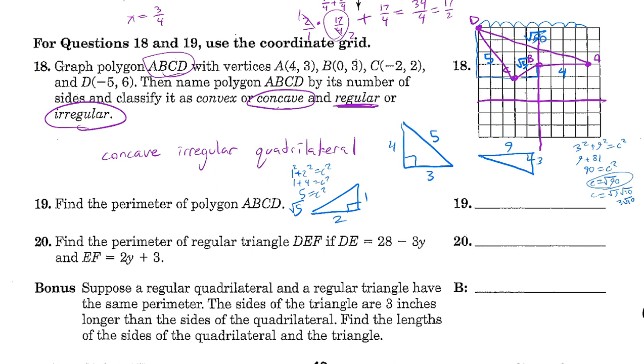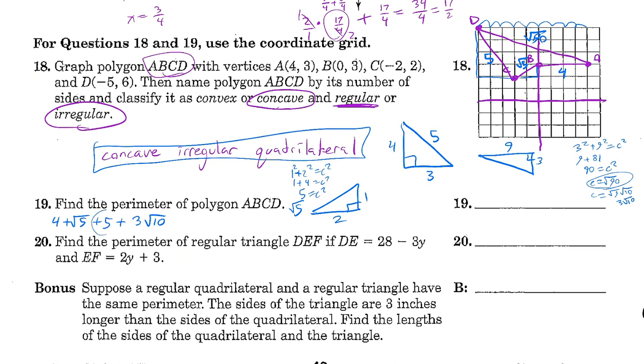So our total perimeter then, this was the answer for the last question. Our total perimeter then is 4 plus root 5 plus 5 plus, and I'm going to use the simplified 3 root 10, but you could use root 90. Now I could combine like terms, but the only like terms I have is this. So the answer is 9 plus root 5 plus 3 root 10. And there's no way to simplify that, but you could punch that into a calculator and approximate it.